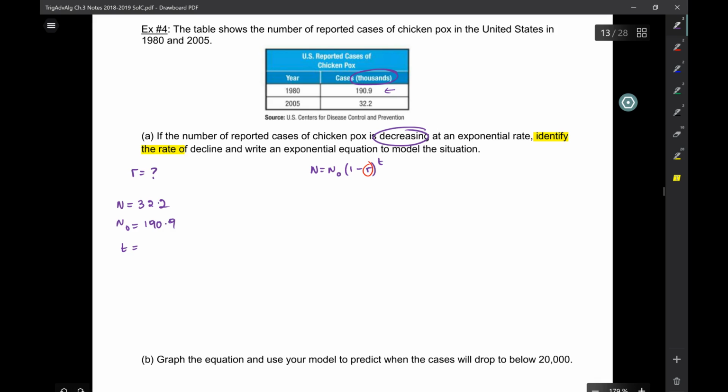I also need t. How much is t? From 1980 to 2005, how many years? From 80 to 2000 is 20, so 25 years. Okay, so now I need to find r. N equals N naught times 1 minus, what's r? That's what we need, to the power of 25. So we're going to divide by 190.9 first.